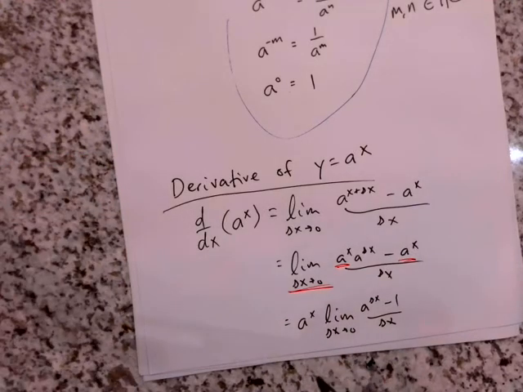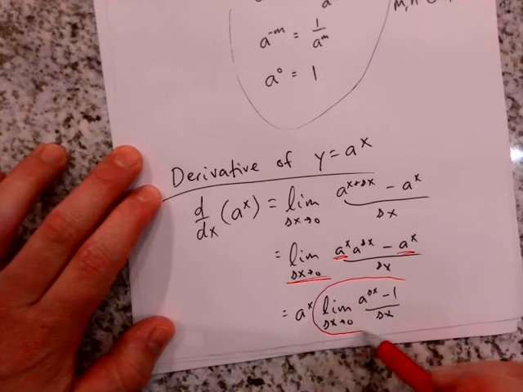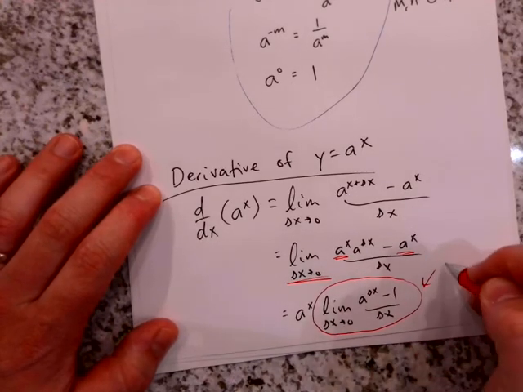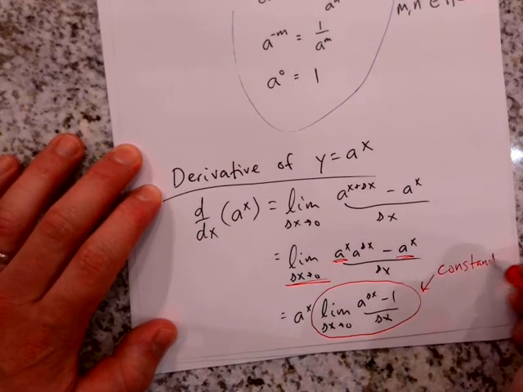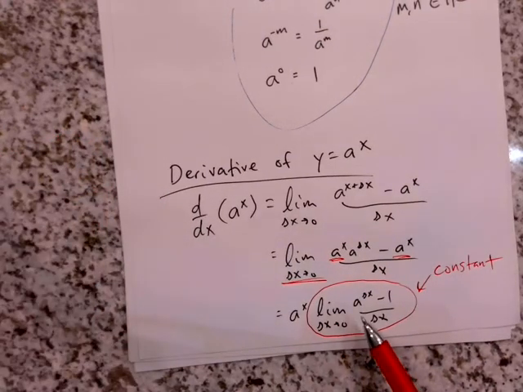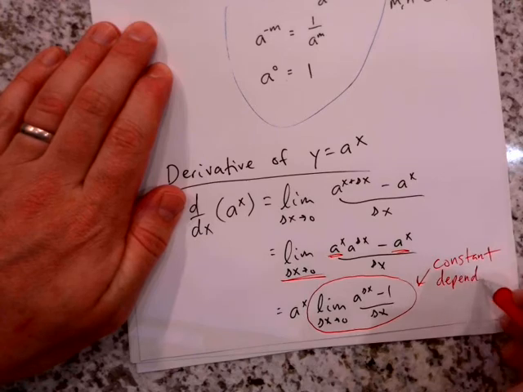This is actually pretty interesting because we just showed that the derivative of a to the x is itself times this number right here. And this is a constant. And we know this is a constant value because there are no x terms in there, right? All the x's we factored out. So this limit is a to the x times some number. And that number is dependent on a. So it's a constant that depends on a.